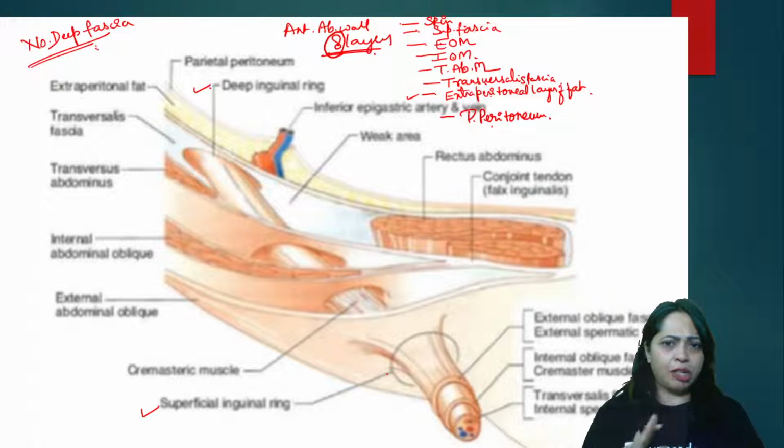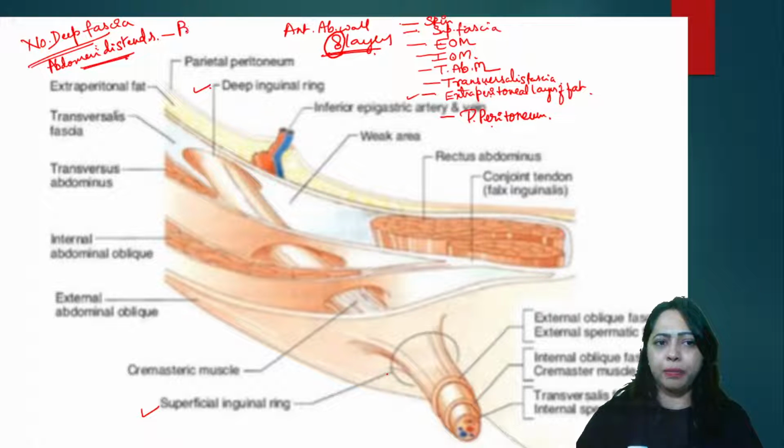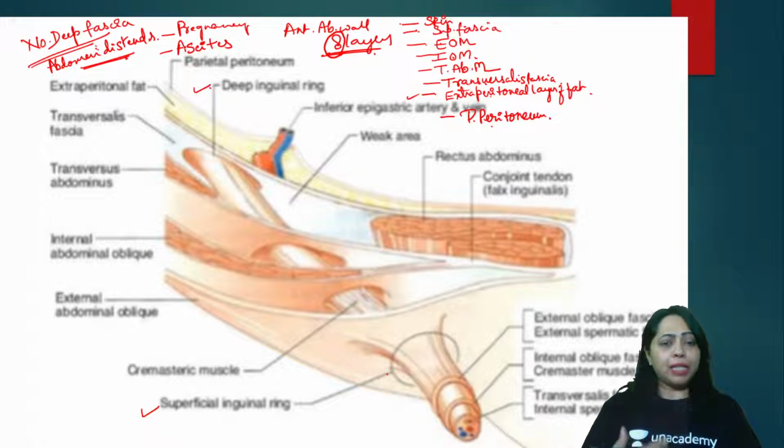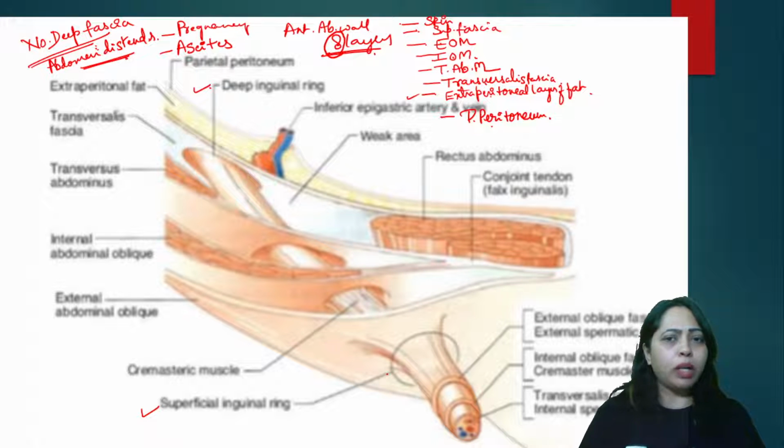When deep fascia is present, it wraps around the structures and makes them immobile. So if the deep fascia was present in the anterior abdominal wall, it would have been very difficult for the abdomen to distend. The abdomen has to distend during pregnancy and also for other reasons, physiological or pathological, like ascites. In these conditions the abdomen will distend. If the deep fascia is present, it will not allow the abdomen to distend. That is the reason there is no deep fascia in the anterior abdominal wall.